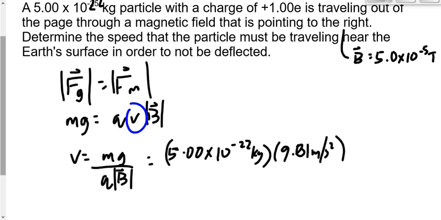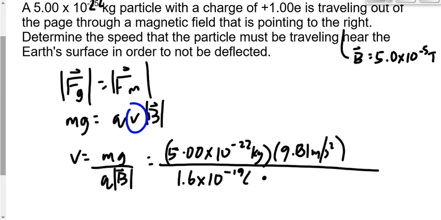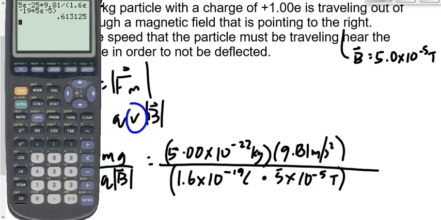I'm making it positive because everything I did from the beginning was magnitudes of forces, right? These two forces aren't really equal. The magnitudes are equal. The directions are opposite. So if I'm just setting the magnitudes equal, then I'm dropping all the negatives. We divide that by the charge, which was, what is the charge? Plus 1e. Yeah, 1 elementary charge, or 1.60 times 10 to the minus 19 coulombs. And we're going to multiply that by the magnetic field strength here, which we said was 5 times 10 to the minus 5 Tesla. So let's calculate that now.